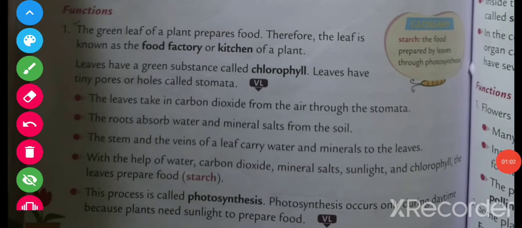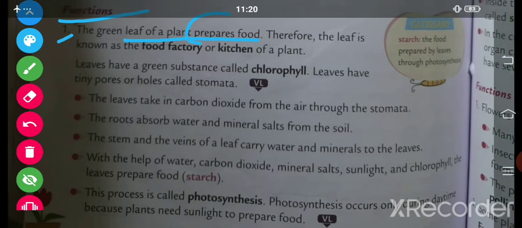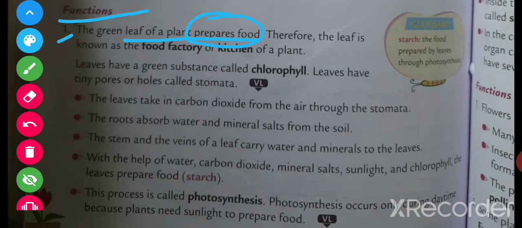Now we read about functions of leaves. First, the green leaf of a plant prepares food. जो ग्रीन लीफ होती है प्लांट्स की, प्रिपेयर फूड. फॉर द प्लांट्स. Leaves are also called the food factory of the plant and the kitchen of the plant. Food factory of the plant is leaf. Kitchen of the plant is leaf.